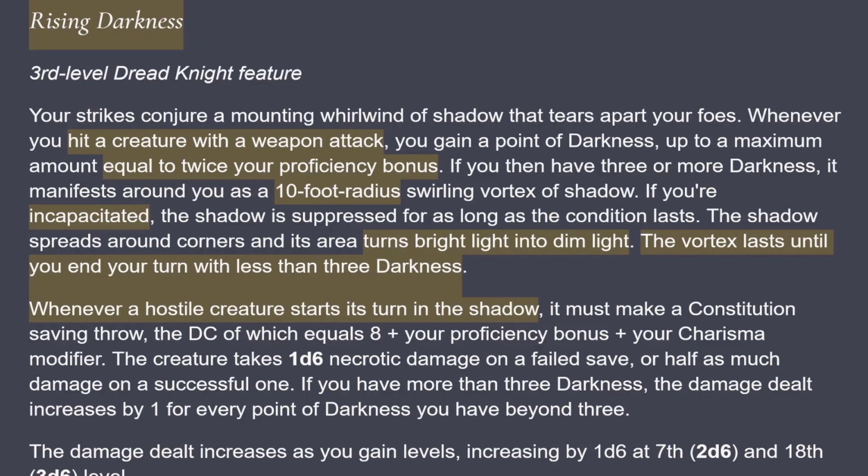Like, a 10-foot radius around you means you're a melee character. Let's not even kid ourselves. You want to be as close to your enemy as possible so that they're within your radius. But who's to say how many enemies you're really even going to be fighting at once that you can get that close with? Even a 10 foot radius, it's a pretty good size.